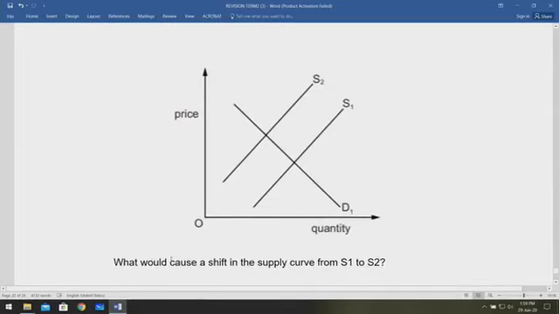What would cause a shift in supply curve from S1 to S2? Please, guys, be very careful when seeing questions like this, because originally when I looked at this graph, I got a completely different answer, and then I looked more closely. It moved from S1 to S2, which means there was a decrease in supply, okay?